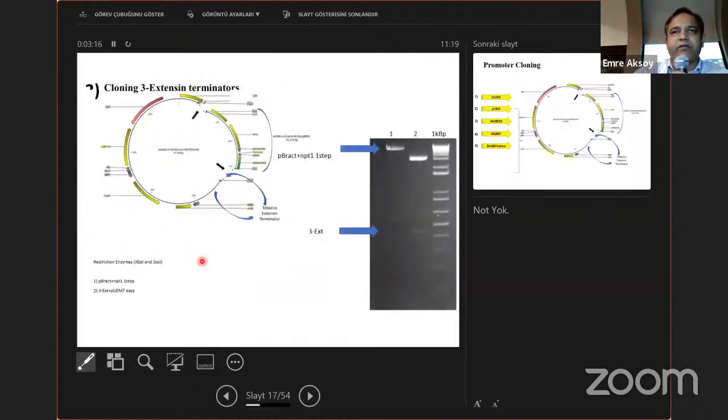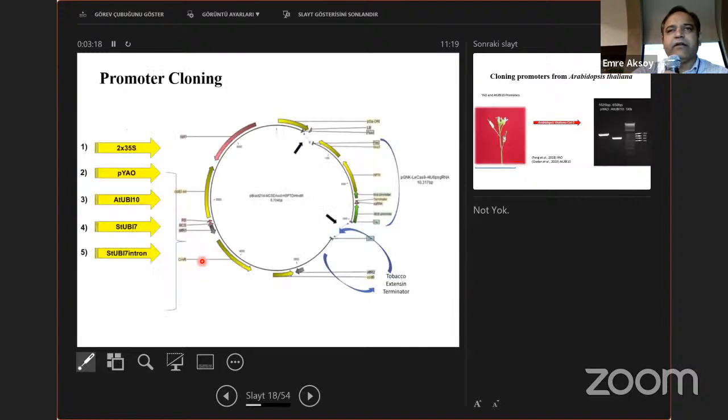The same thing, we just cloned then. Different promoters: the 35S enhanced promoter and the PAO promoter. The YAO promoter was also used, and ubiquitin 10 and ubiquitin 7 and intron. Interestingly, we could not get a result with this ubiquitin 17 or intron. I think we were not successful in cloning these promoters, but the other ones were okay.